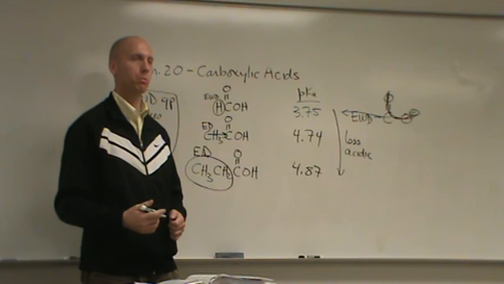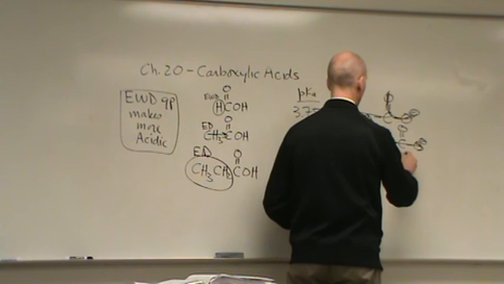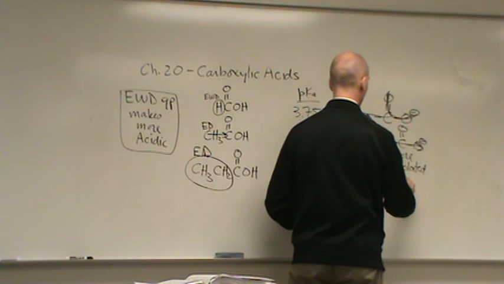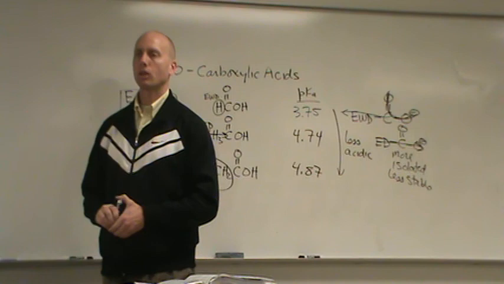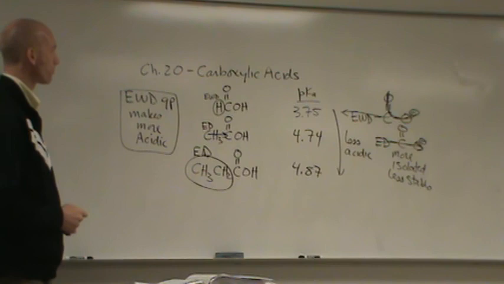If I have an electron donating group, then it makes it more isolated, and so less stable. So the electron withdrawing group helps to stabilize it by spreading the charge out more. Okay, let's look at a couple of other examples of this.